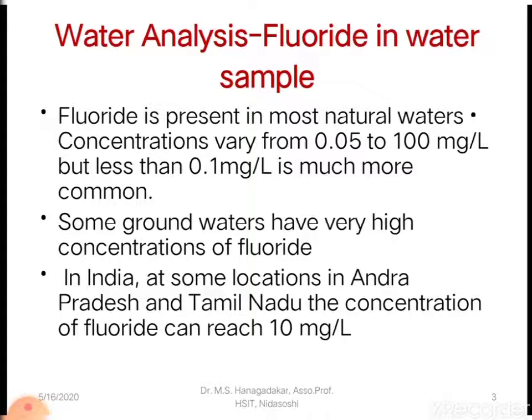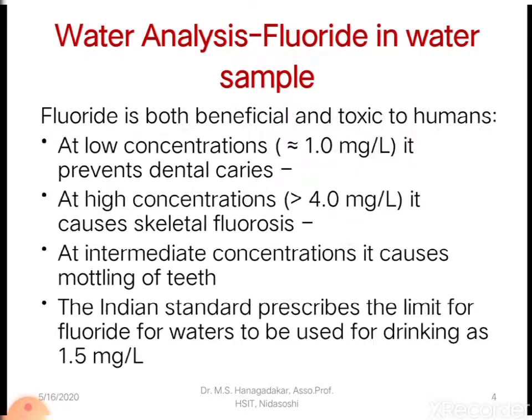As you know, fluoride is present in most of the natural water resources. The concentration may vary from 0.05 to 100 milligram per liter, but most water resources commonly contain less than 0.1 milligram per liter. Some groundwaters have very high concentrations of fluoride. To give particular examples, in our country, in states like Andhra Pradesh and Tamil Nadu, the concentration of fluoride can reach up to 10 milligram per liter.